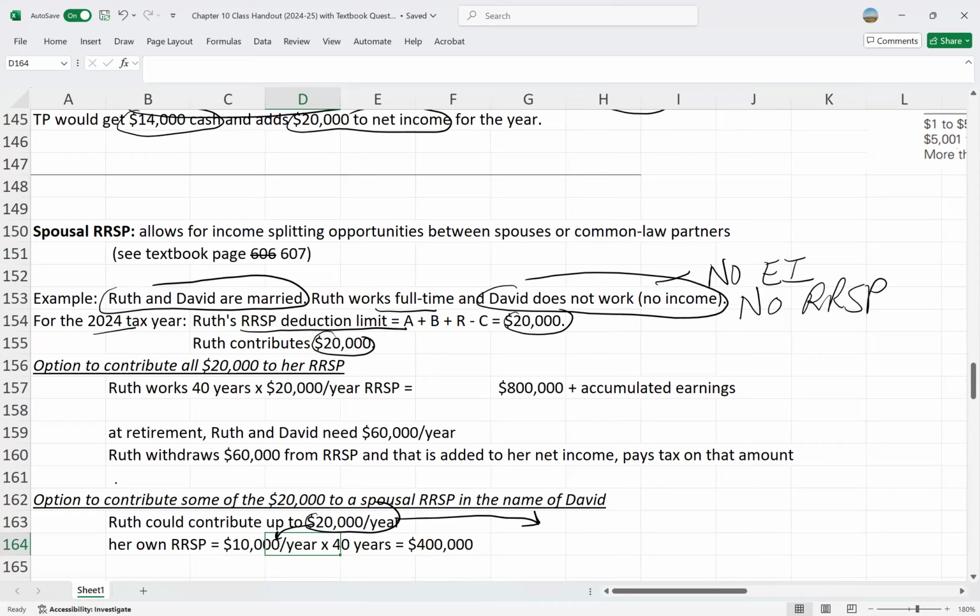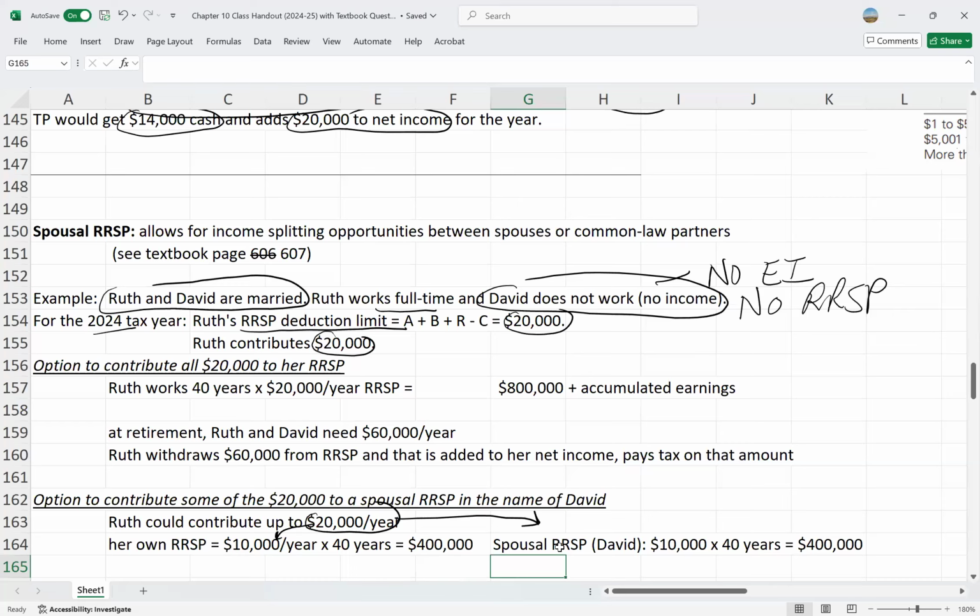And then what she could also do is use this 20,000, put 10,000 into her own, and then put 10,000 into a spousal RSP in the name of David. So she would still get the $20,000 deduction. So that 20,000 is based on her earned income. So she would get the deduction of 20,000 every year.